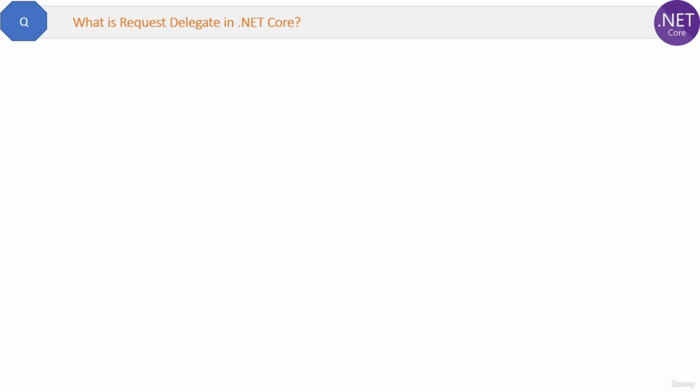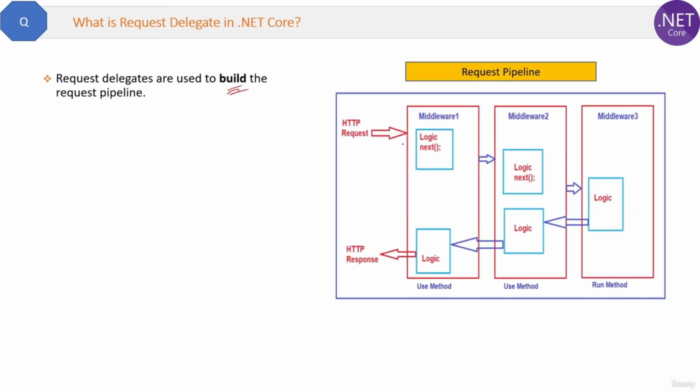What is request delegate in .NET Core? The simple answer is request delegates are used to build the request pipeline. This is the diagram of the request pipeline. Here you can see an HTTP request is coming, and then inside the configure method it is visiting three middlewares, okay? Middleware 1, 2 and 3. This we call a request pipeline. It's a virtual pipeline which contains the middlewares only.